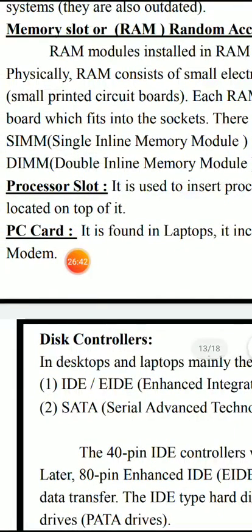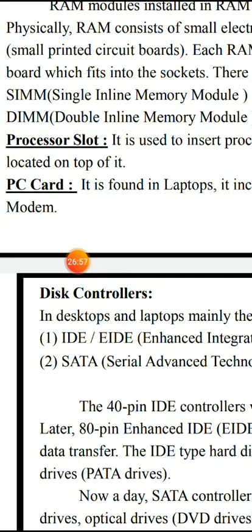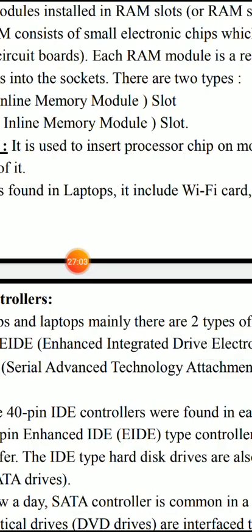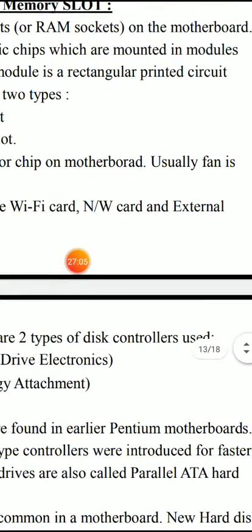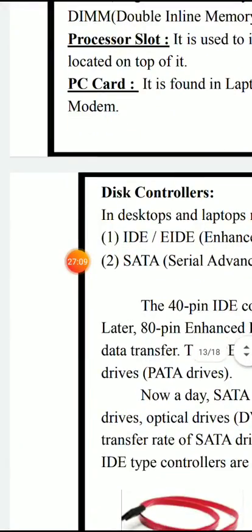Next one is a processor slot. Usually it is used to insert a processor into a processor socket. Processor slot is nothing but a processor socket where you can connect the processor on the motherboard of a computer system. Next one is called PC card. Usually such cards you can find on laptops, and they include Wi-Fi cards, networking interface cards, and external modems.